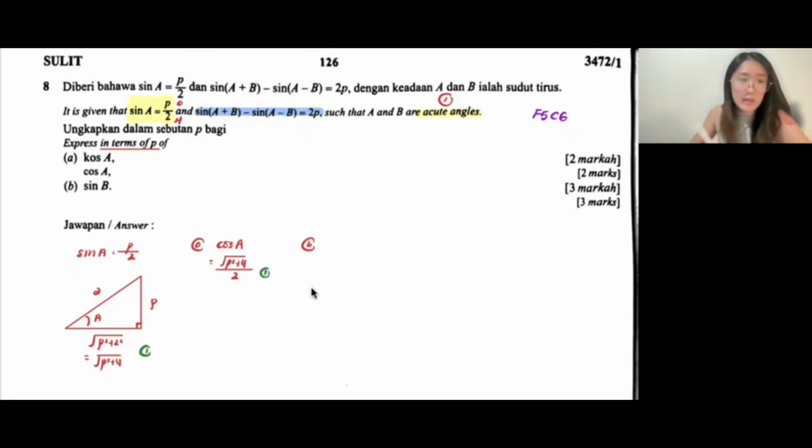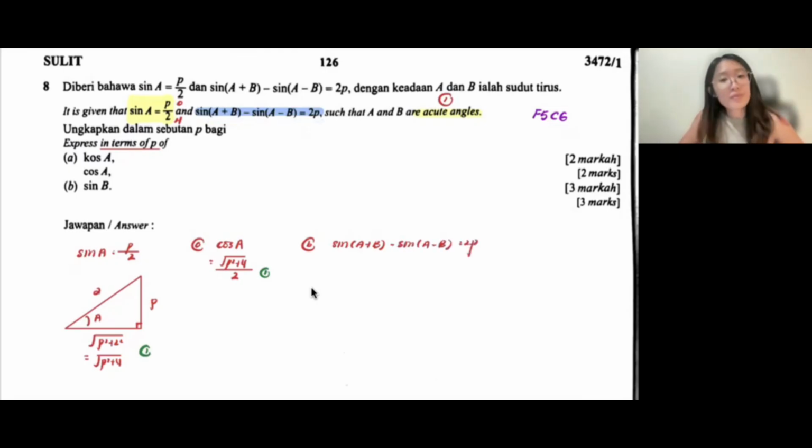To find sine B, where is B? B happens to be in this information, so we are going to use this information here. Let me just copy it down: sine (A plus B) minus sine (A minus B) equals 2p. We have the addition formula in our formula sheet, sine A cos B plus cos A sine B. You just have to copy it down.